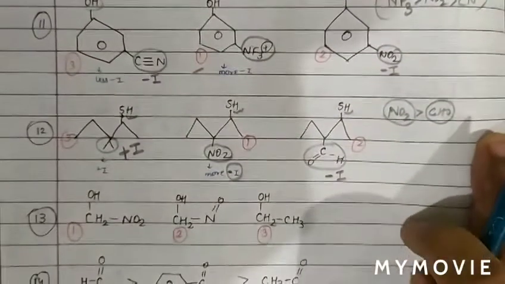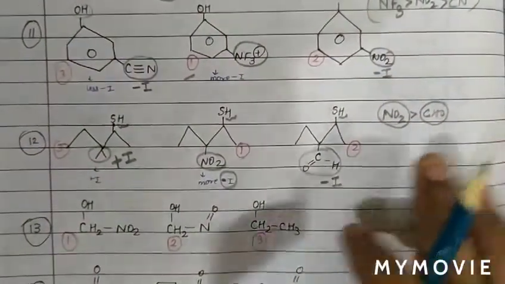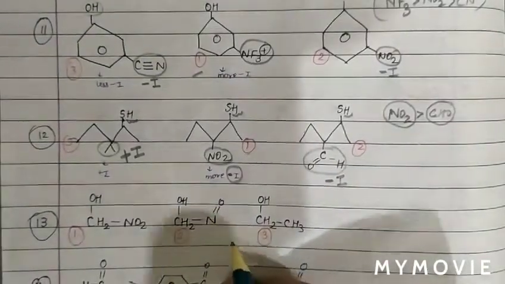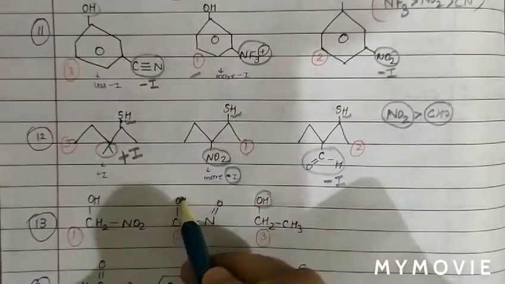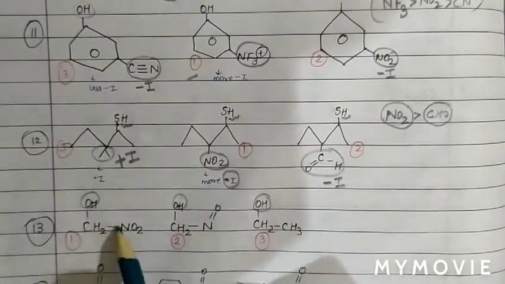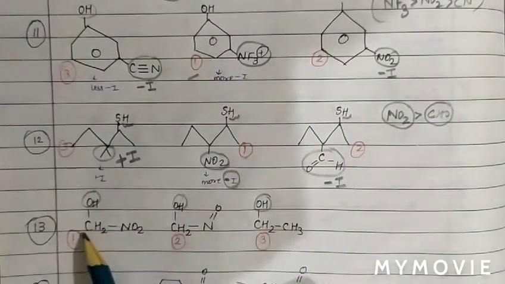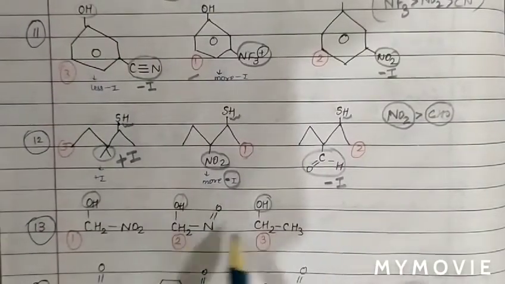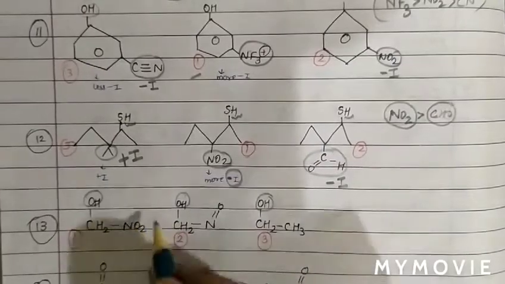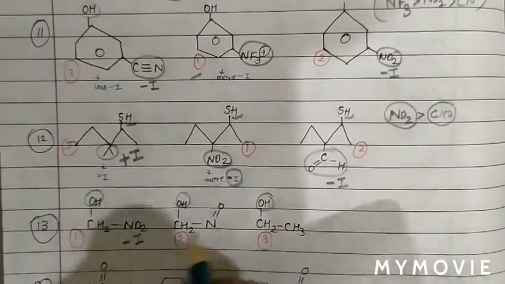Now see the next question. The next question is again the comparison of acidic strength. So now we are going to compare the acidic strength of the OH group. See, the OH group is attached to the same carbon atom, with respect to nitrogen first. As we can see, the NO2 group is minus I in nature, the NO group is also minus I in nature, and CH3 is a plus I group.